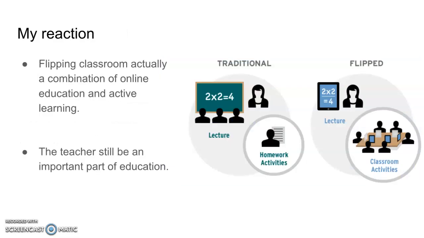My reaction: I agree with the colleague who shows in the video that flipping the classroom is actually a combination of online education and active learning. Although there are some downsides of online learning, overall online education has the same effectiveness as in-class education. According to the research, active learning uses techniques such as in-class demonstration, group discussion, one-minute paper, and so on.